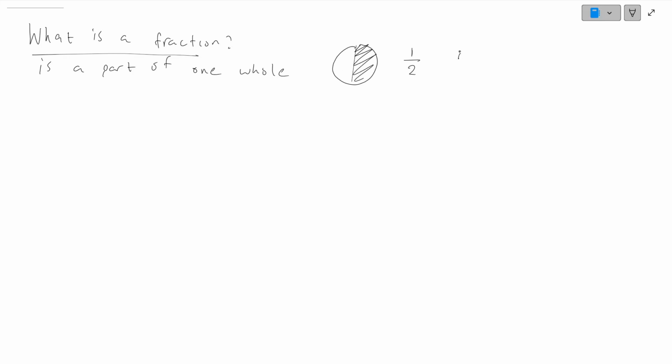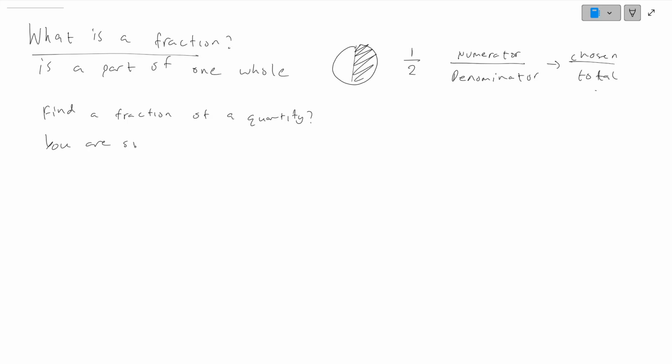The number at the top is known as the numerator and the number at the bottom is known as the denominator. And just to make this example of the pizza general, the numerator is the chosen parts and the denominator is the total parts. When you're told to find a fraction of a quantity, what exactly are you supposed to do? You are supposed to take the quantity and multiply by the numerator and divide it by the denominator.